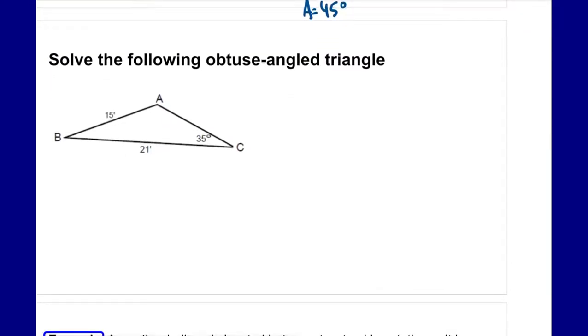We're going to do the same thing, but we're going to solve an obtuse angled triangle. Again, try to go through these steps on your own. I will pause the video to give you a chance. We'll get you started first.